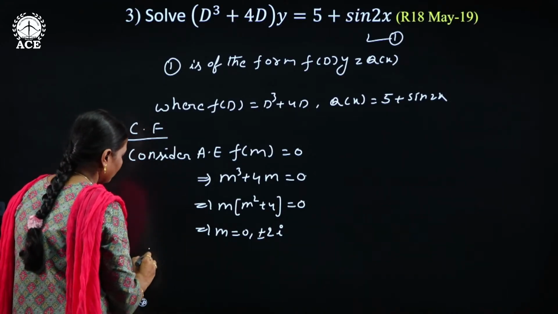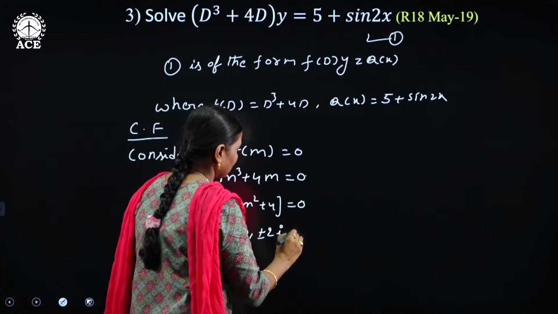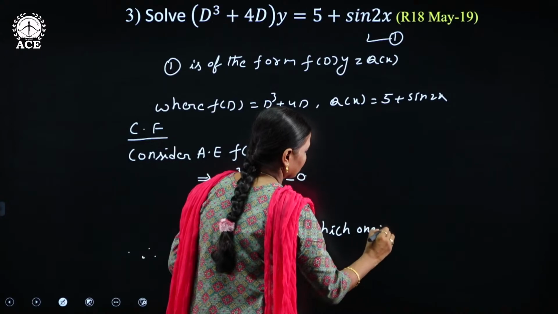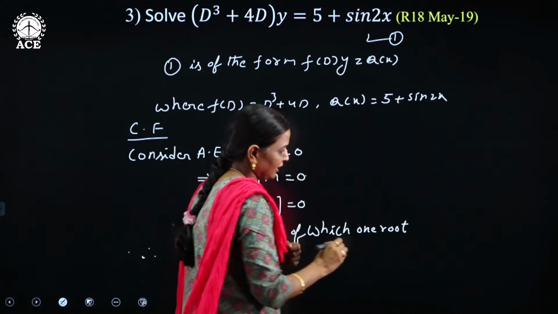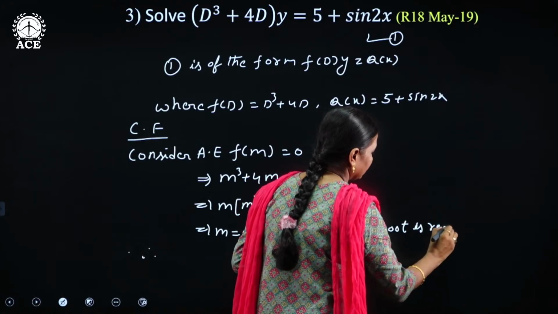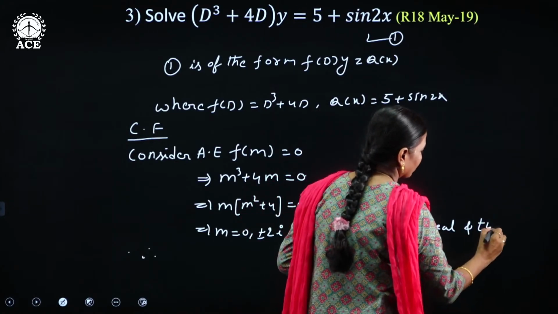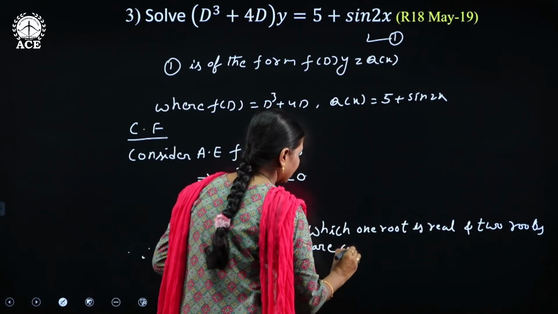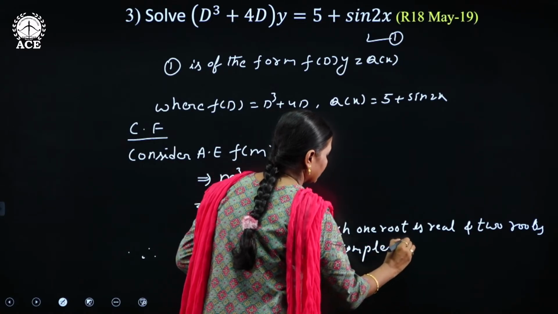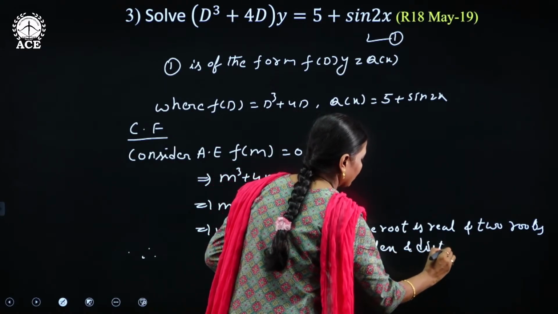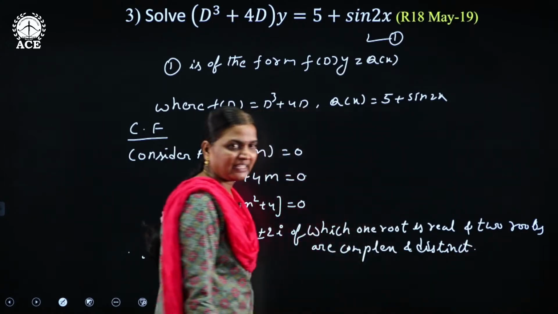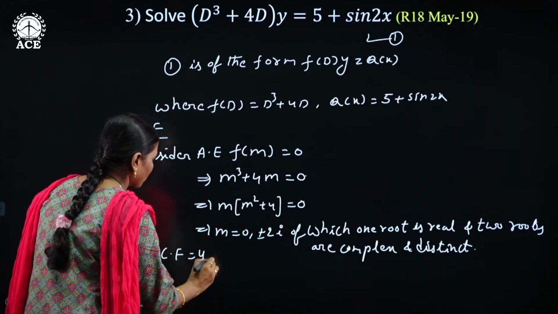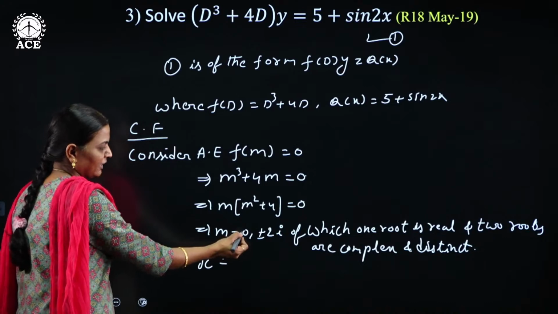So how to write the complementary function? Clearly write the nature. One root is real and 2 roots are complex and distinct. When we know the nature, then it is very easy to write the complementary function. Therefore, the complementary function is yc is equal to, first, the corresponding part of the real root.